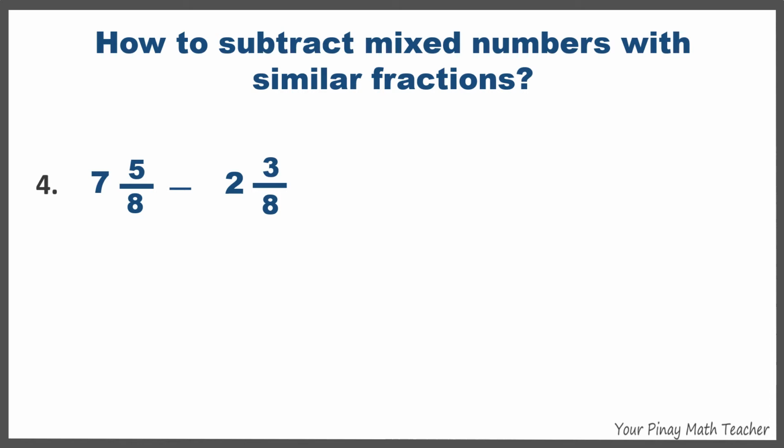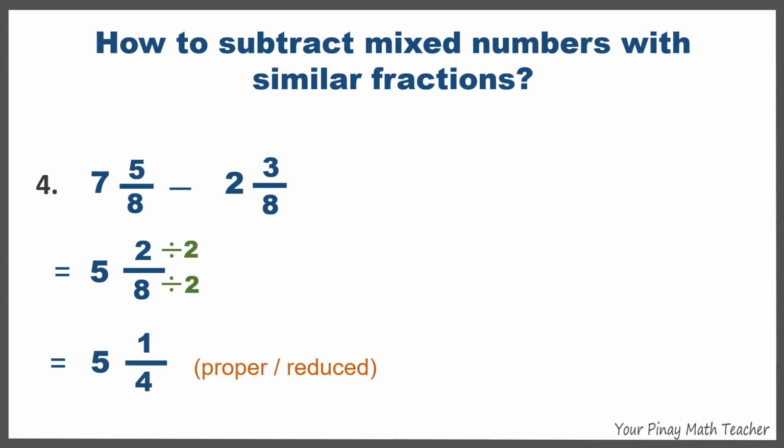This time, you subtract the whole numbers first. 7 minus 2, 5. 5/8 minus 3/8 is equal to 2/8. 2/8 can still be reduced by 2, so we get 5 and 1/4 as our final answer.